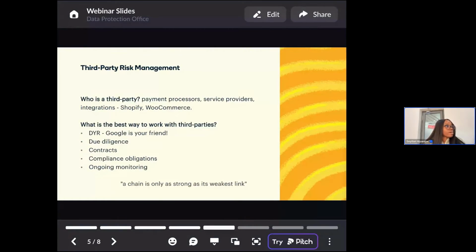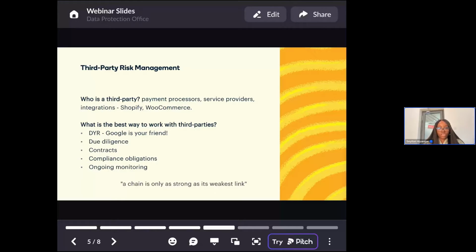Okay, so third-party risk management. Unfortunately, no business is an island and no business is self-sufficient. So more often than not, you will need to reach out to third parties to be able to offer products or services to your customers. So a third party can be a payment processor like Paystack, or just general service providers such as companies that handle customer support and so on. Third parties can also include integrations such as Shopify and WooCommerce.